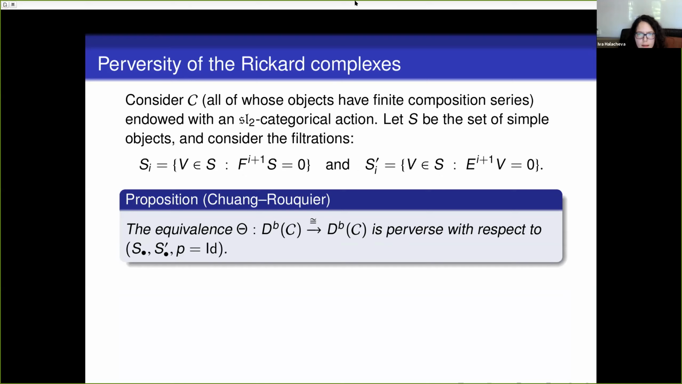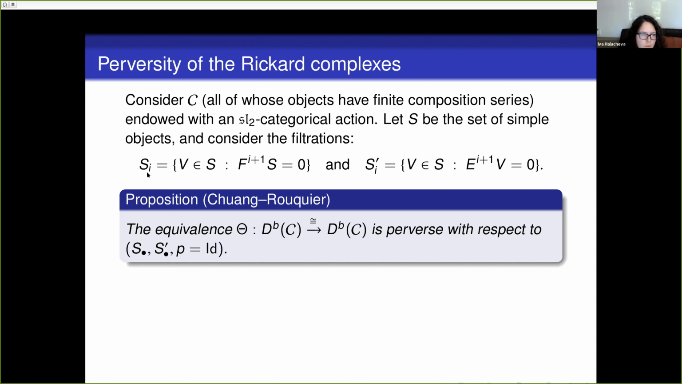And now let's look at its set of simple objects, where one of the conditions I had omitted mentioning before, but perhaps is worth mentioning here, is that we want the objects to have finite composition series. So given the set of simple objects S, we can define the filtration in terms of the simple objects. And then this gives us a filtration on C by taking the Serre subcategories generated by these sets of simple objects.